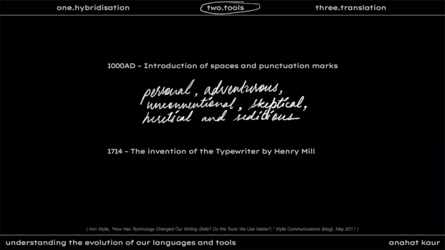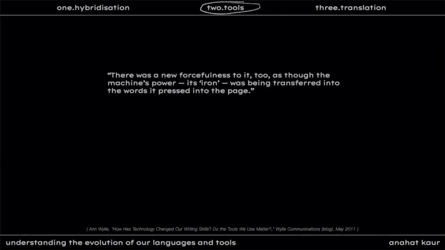Carr further explains the effects of the typewriter by quoting Friedrich Nietzsche speaking to his dear friend. He writes, "Nietzsche's prose had become tighter, more telegraphic. There was a new forcefulness to it, as though the machine's power, its iron, was somehow, through some mysterious metaphysical mechanism, being transferred into the words it pressed into the page." As he noticed in his own work, his thoughts in music and language often depend on the quality of the pen and paper.